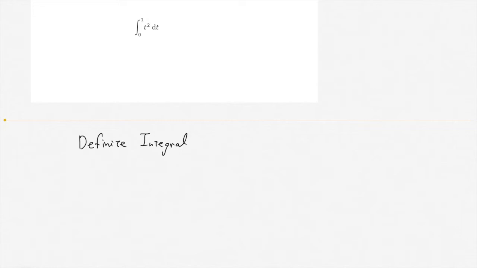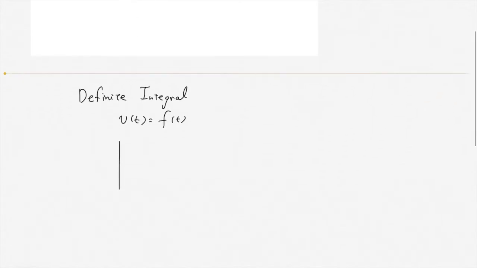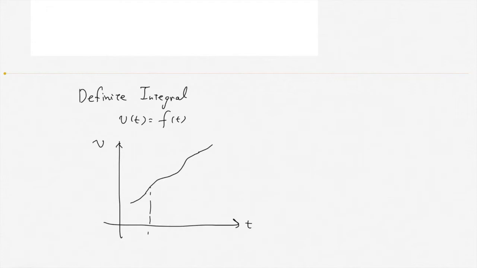If you consider some function, b(t) is a function of t. Then the function b of t can be drawn this way. And we'd like to find the definite integral from a to b, like this: integral from a to b of b(t) dt. So this function is b equal f(t).